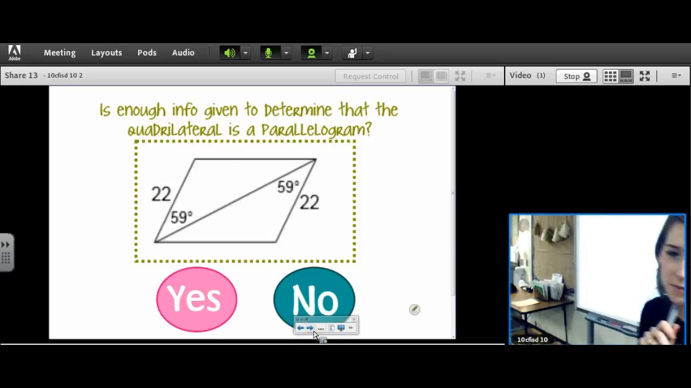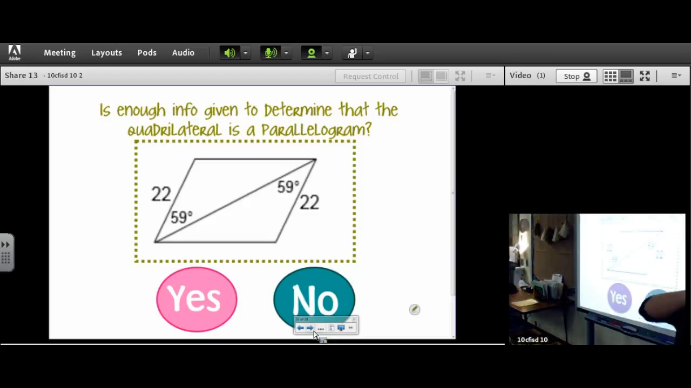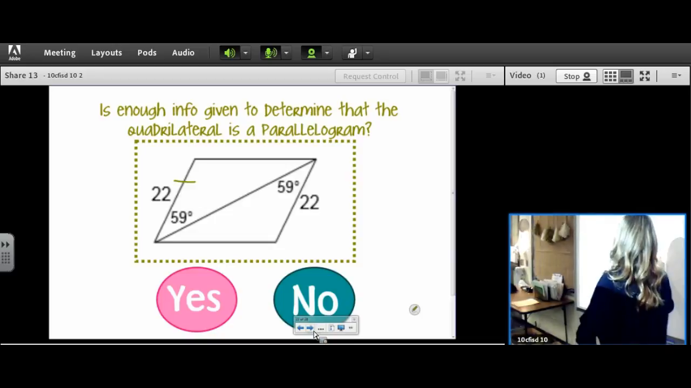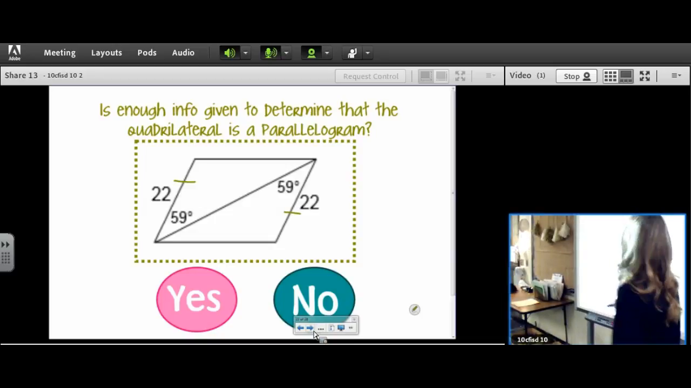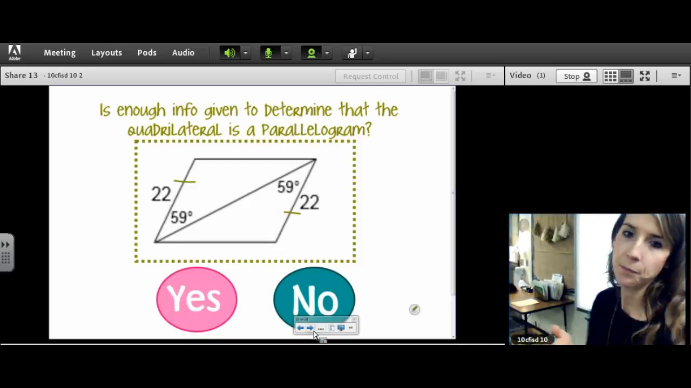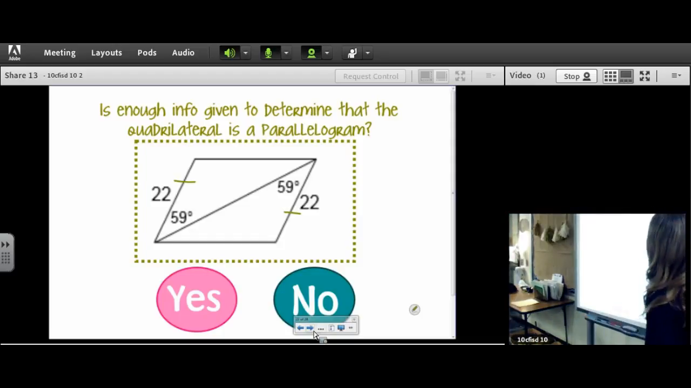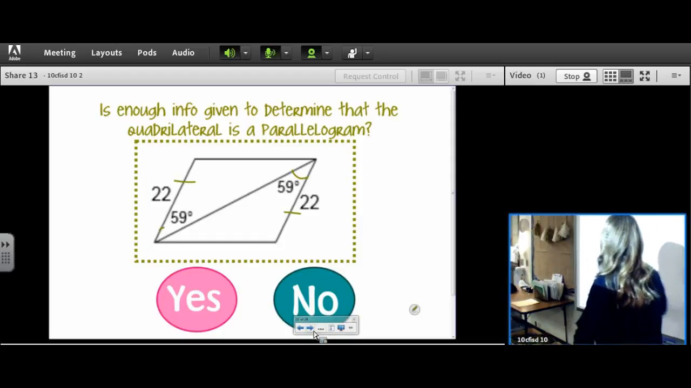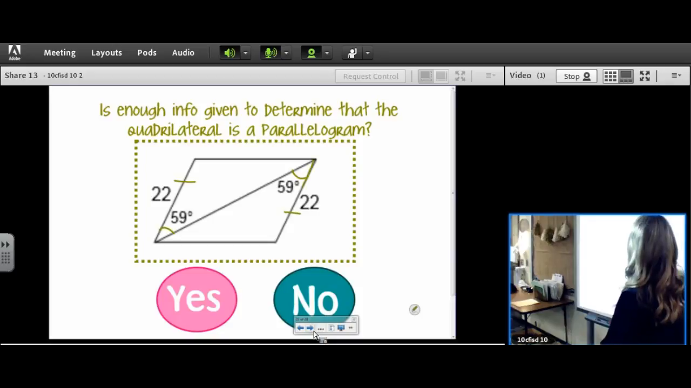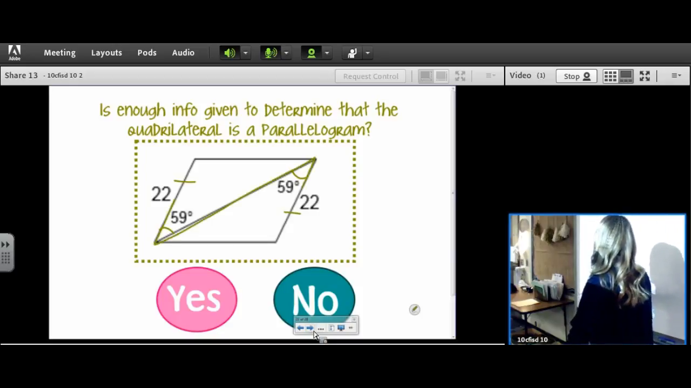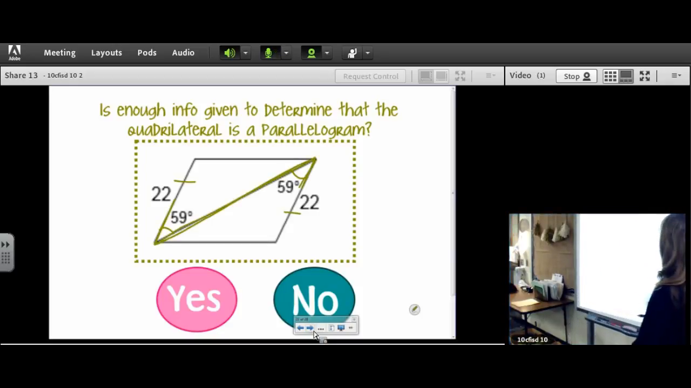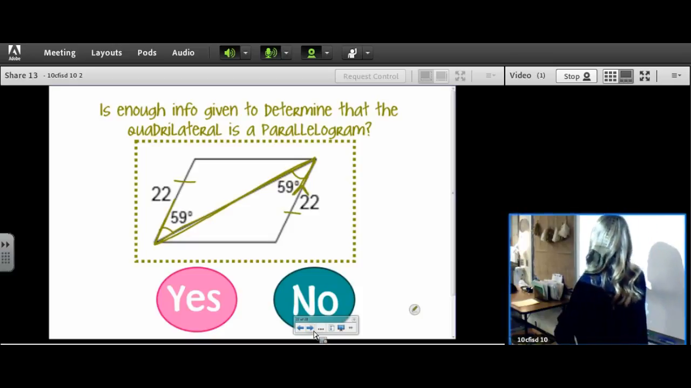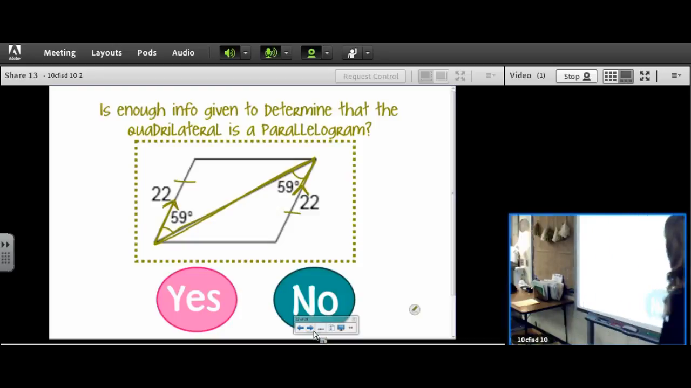What about this one? So I'm going to put tick marks because a lot of you forget that those both being 22 means that they're congruent. We've got some alternate interior angles congruent. Let's draw our Z because a lot of people put arrows on the wrong sides. Oh, well with that Z, alternate interior angles make for some parallel lines.